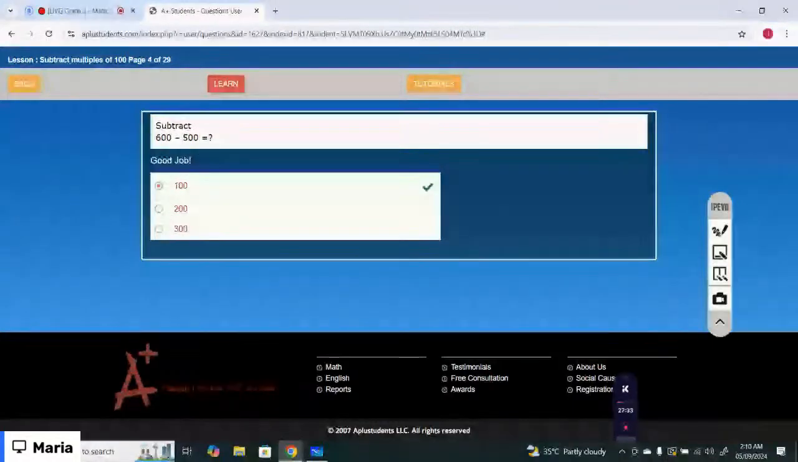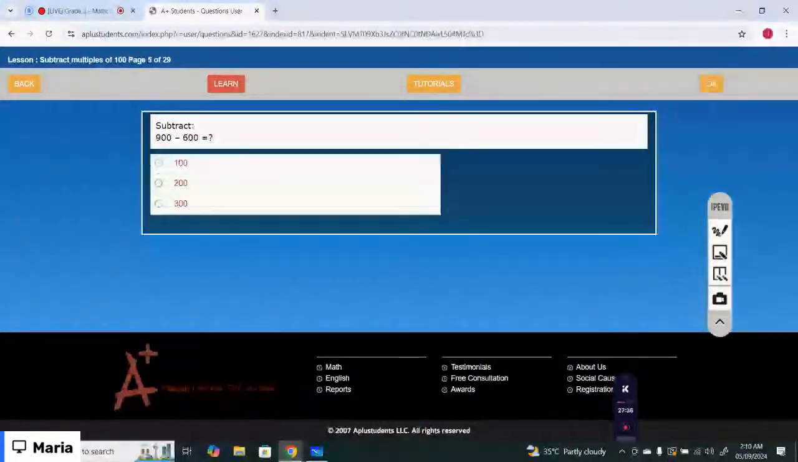Okay, the next one is 900 take away 600. So which is the correct option? 9 take away 6 is 3. So that is 300. The option number 3 is the correct option. Got it?